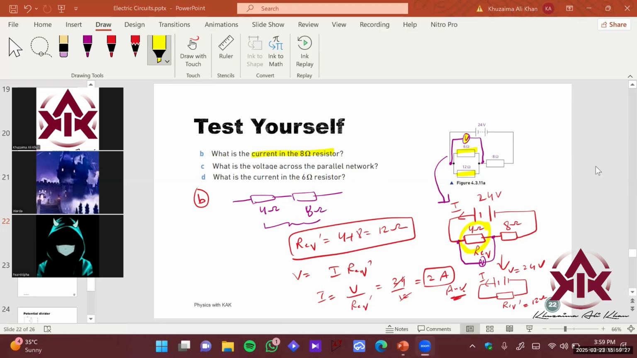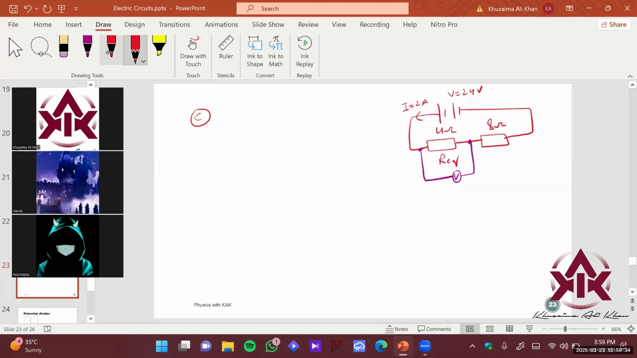Okay, good, right? So we basically went from here till here, that is the reason. So now let's find the voltage drop across 4 ohms, right?